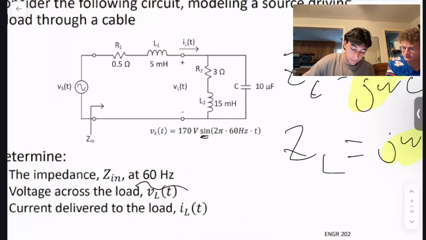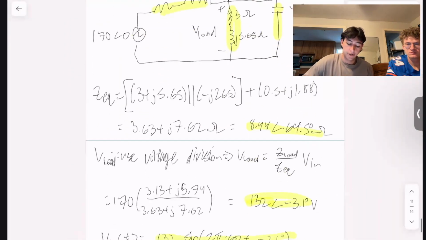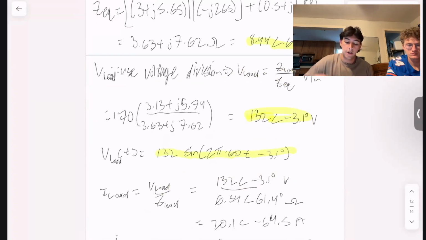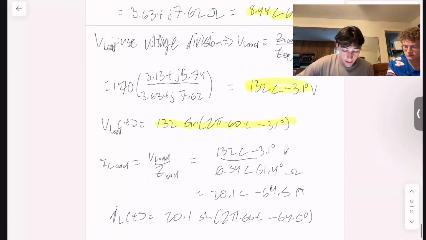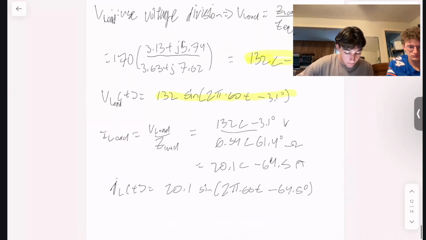As you can see, your V in is a sine wave. If that were a cosine, then you would want to express your answer as a cosine because of the way that sine and cosine waves can be transformed into each other. After that, they want to find the current delivered to the load, I load of t.